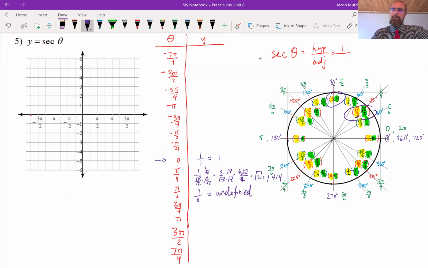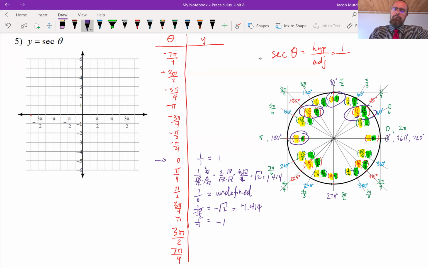Okay, so we'll pick up at 3 pi over 4. So that's the negative quadrant 245. So that's 1 divided by negative square root of 2 over 2. Well, we already calculated the positive version. That's square root of 2. So this is going to be negative square root of 2, which has the value of about negative 1.414. At pi, the value is negative 1. So it's going to be 1 divided by negative 1. And that's going to be negative 1.